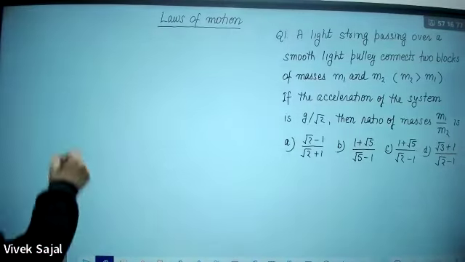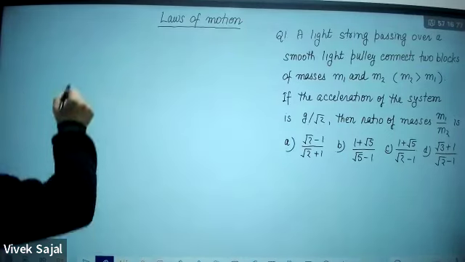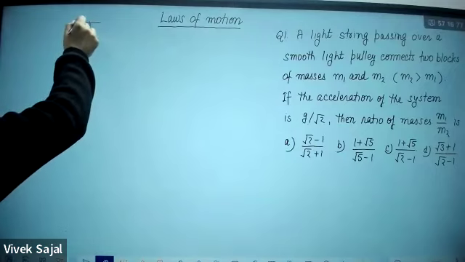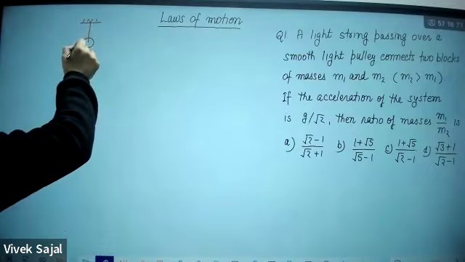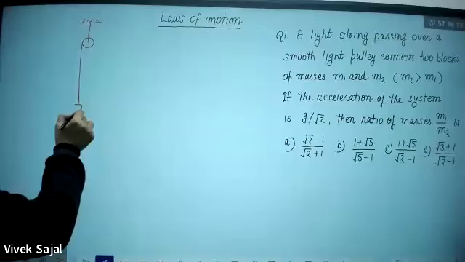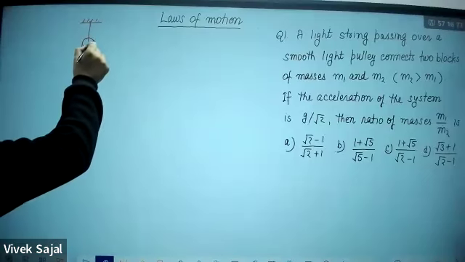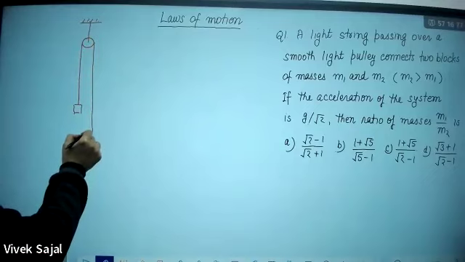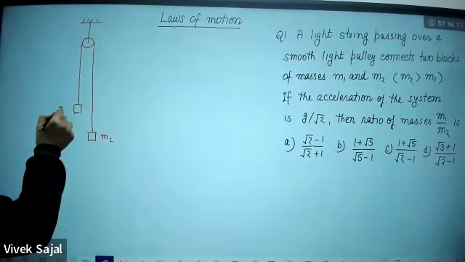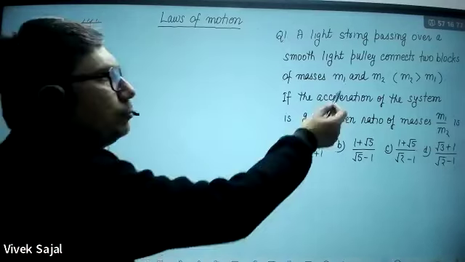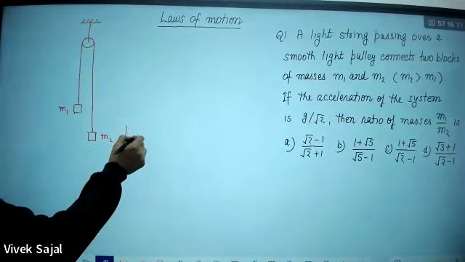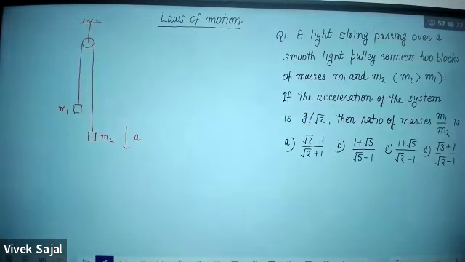So you are going to have a pulley here. So there is a pulley like this, and a string is passing over it. Suppose on this side you are having mass m1, and this is mass m2. Now, because mass m2 is greater than m1, we can assume that this mass m2 is moving in the downward direction with an acceleration a.